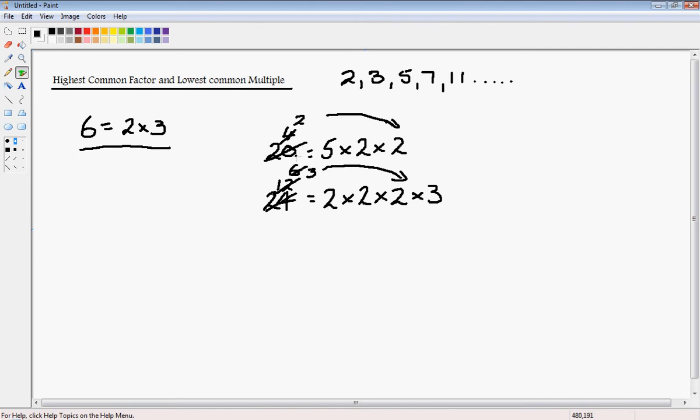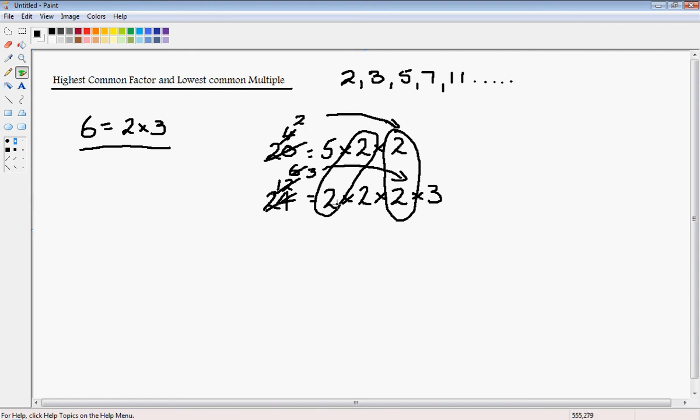Now we get down to the job of finding the highest common factor and lowest common multiple. So if you remember, we ring the numbers that occur on the top and the bottom. Okay, I could have just as easily rung that 2 with that 2. It's just that this one is here. Now 5 doesn't occur here and 3 doesn't occur here.